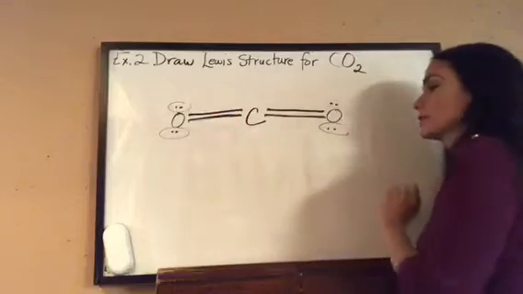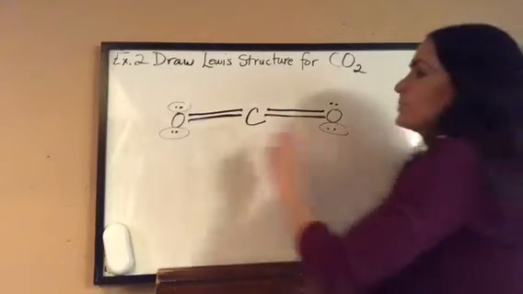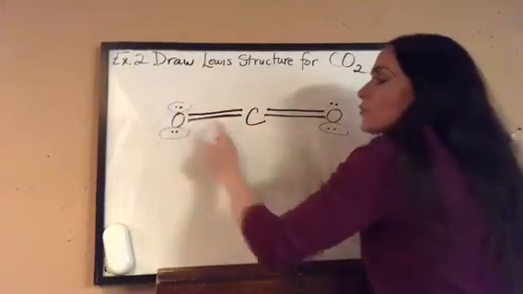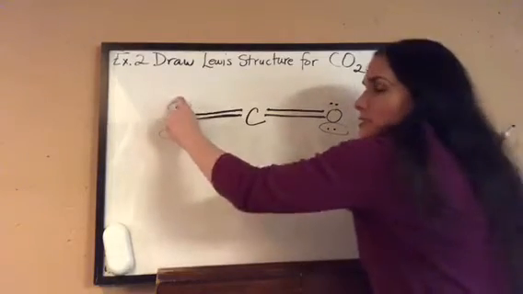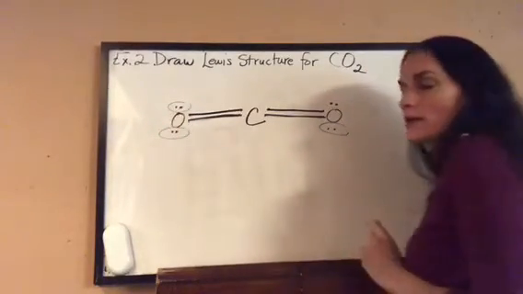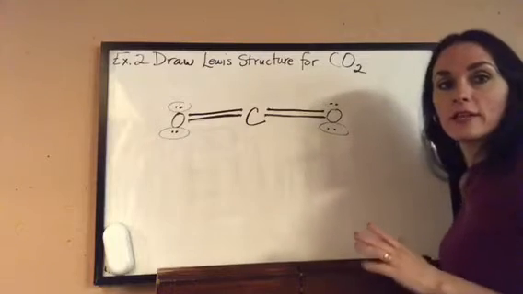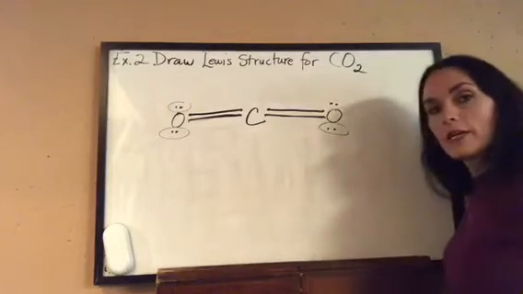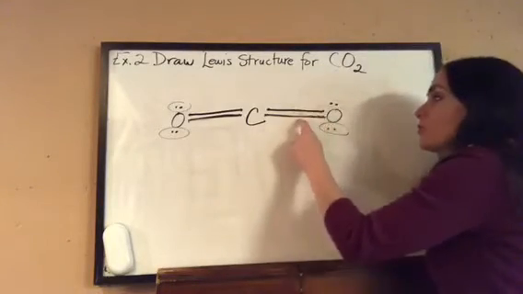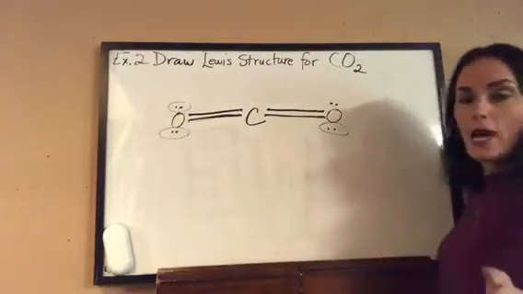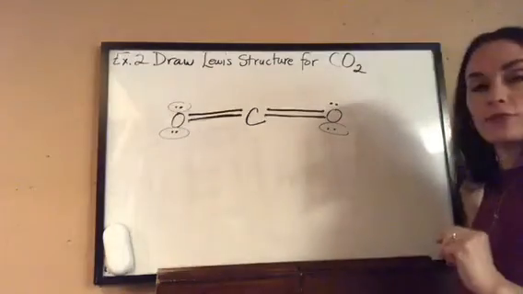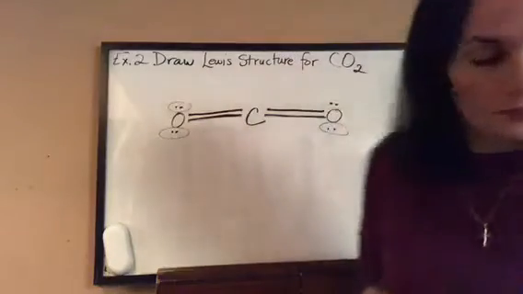Let's check our oxygens. On this oxygen here, we have 2, 4 electrons, 6 with this lone pair, 8 with that lone pair. We have 8 electrons around oxygen. We have the identical setup over here, 2, 4, 6, 8. Ta-da! We have the structure for carbon dioxide.